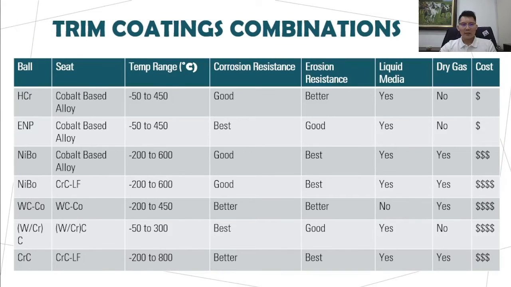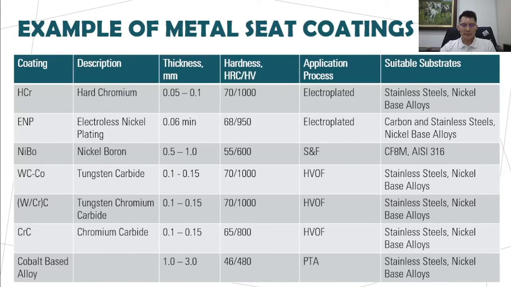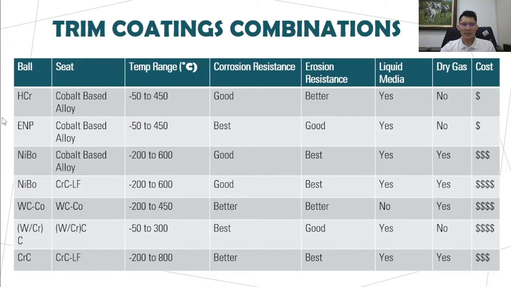And lastly, after we talk about all these different types of coatings, these are some of the combinations we have selected. For example, on the ball we are using the hard chrome, and on the seat we are using the cobalt-based alloy. These are suitable to be used in a temperature range of -50 to 450. It has good corrosion resistance, better erosion resistance, suitable for liquid, but it's not suitable for dry gas, like we mentioned just now for the hard chrome. And the cost, I just put one symbol, means it's quite economical.